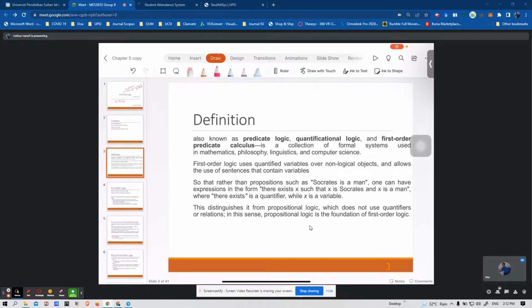This distinguishes it from propositional logic, which does not use quantifiers or relations. In this sense, propositional logic is a foundation of first order logic. Please remember that propositional logic is used as a foundation of first order logic.